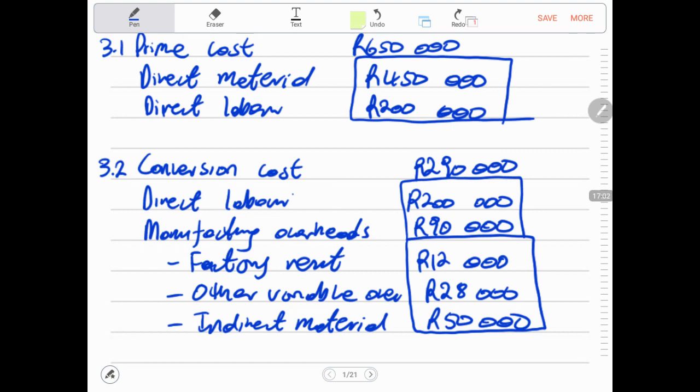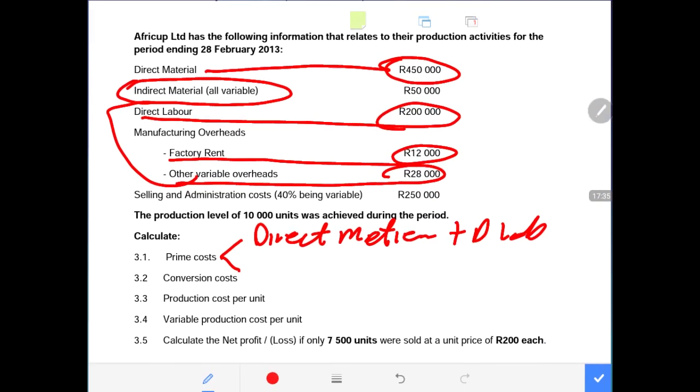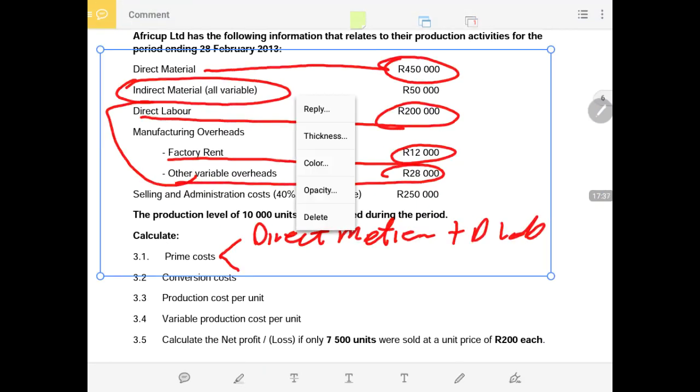So that means direct material can never be a conversion cost, because we can't convert material using material. We convert material using labor and manufacturing overheads: electricity, indirect employees, direct employees. Those are what we call the conversion cost, and they are definitely there in every class test that you will be writing. Now we go to the next requirement. Very easy requirements, honestly, when it comes to this topic so far.